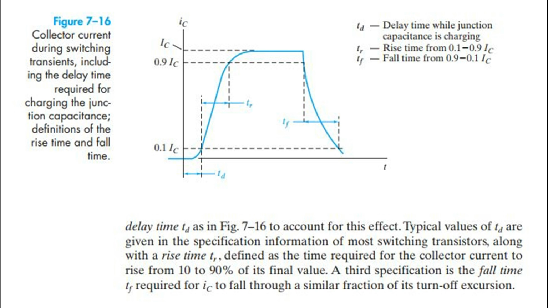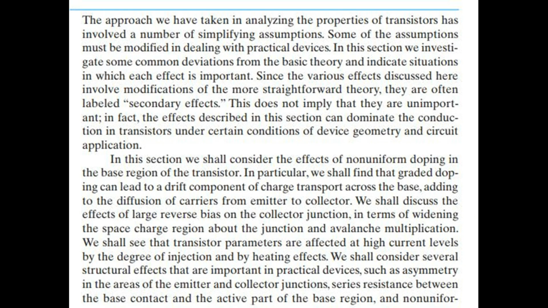The approach we have taken in analyzing the properties of transistors has involved a number of simplifying assumptions. Some of the assumptions must be modified in dealing with practical devices. In this section we investigate some common deviations from the basic theory and indicate situations in which each effect is important. Since the various effects discussed here involve modifications of the more straightforward theory, they are often labeled secondary effects. This does not imply that they are unimportant. In fact, the effects described in this section can dominate the conduction in transistors under certain conditions of device geometry and circuit application.